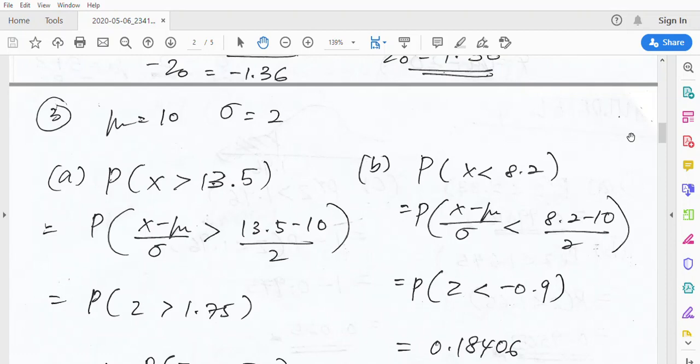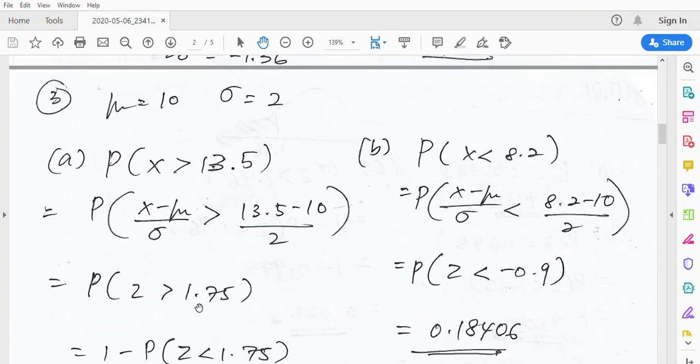So part a is X greater than 13.5. So we need to standardize. The standardized formula is x minus mu divided by sigma. We still use the same symbol, and we need to transfer our random variable data into standardized form. So we subtract the mean and divide by sigma. We will get z greater than 1.75.